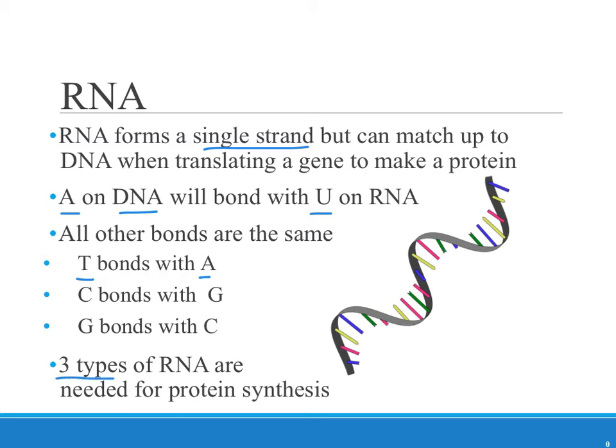There are actually 3 types of RNA that are needed for protein synthesis, and they come in different shapes. Those shapes are formed by the attractions between the different nitrogenous bases, just like we see the different shapes of proteins being formed by attractions between the atoms in those molecules.